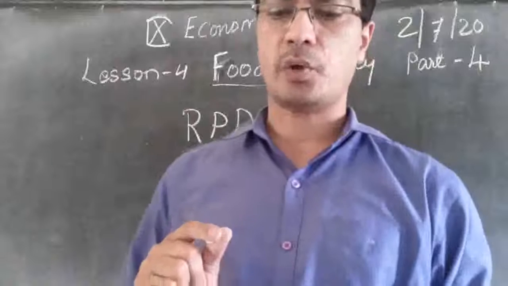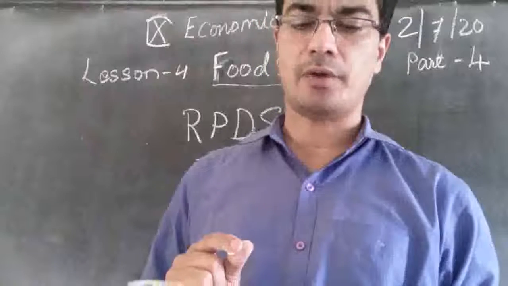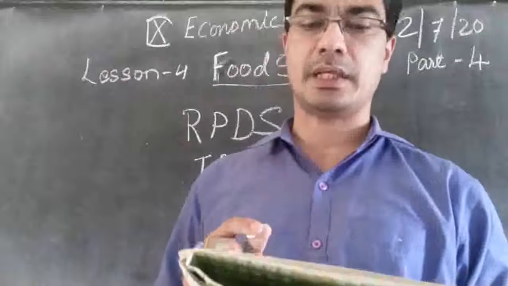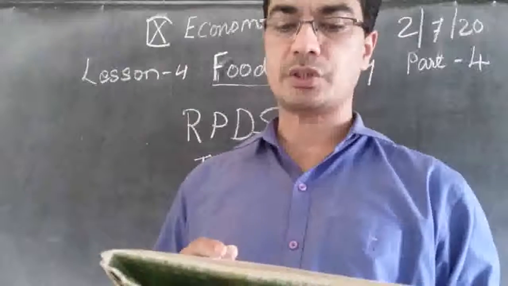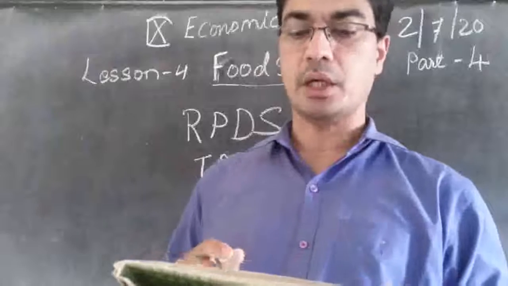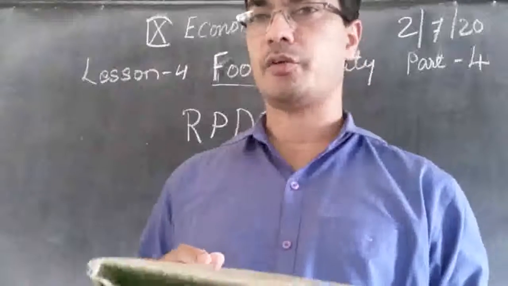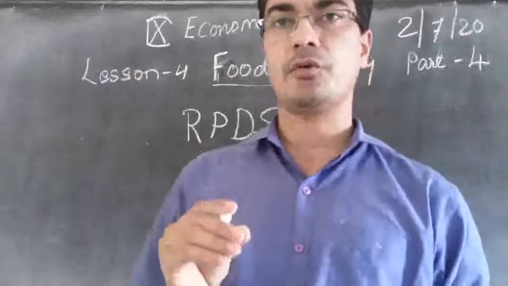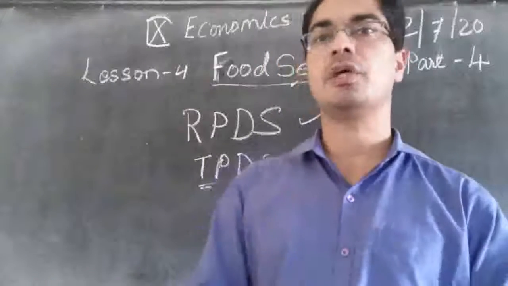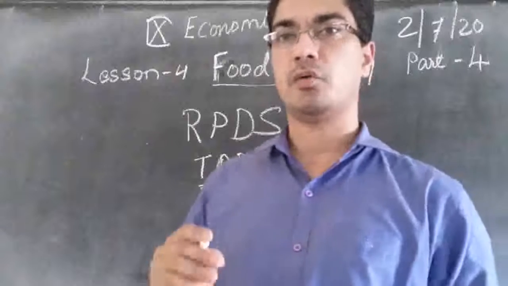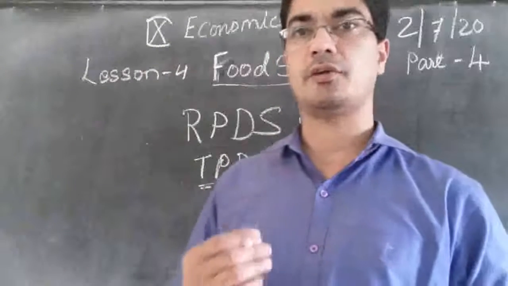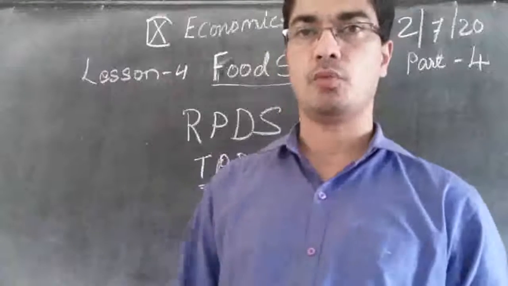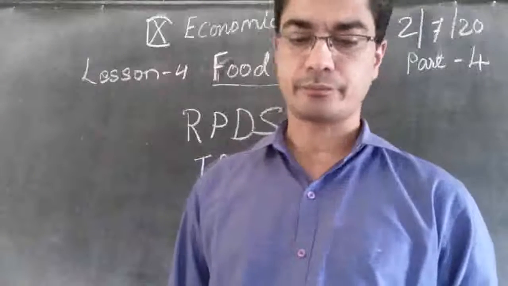Then 25 kilograms of food grains were made available to each eligible family at a highly subsidized rate of rupees 2 per kg for wheat and rupees 3 per kg for rice. So these 1 crore families that were selected were given food grains, rice and wheat, at a very low price. The wheat was given for 2 rupees and rice was given for 3 rupees. So that is very cheap. Even the poorest people could buy that.